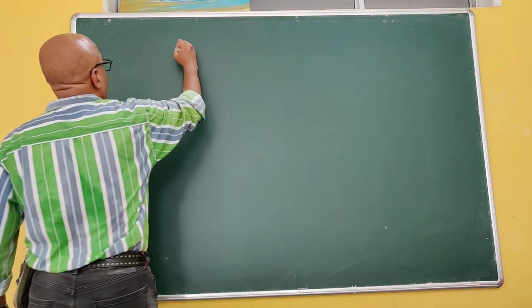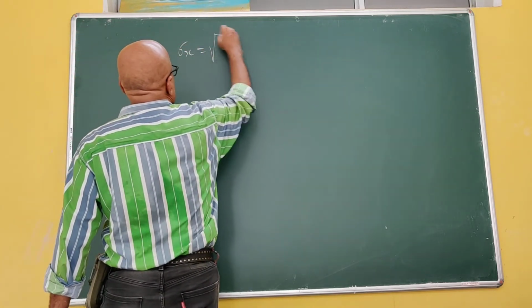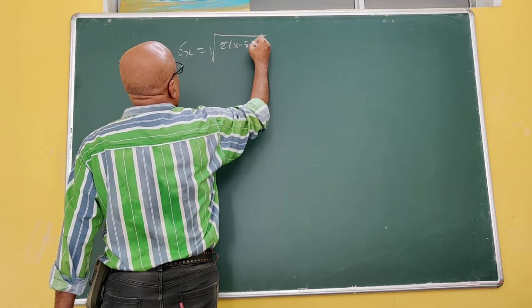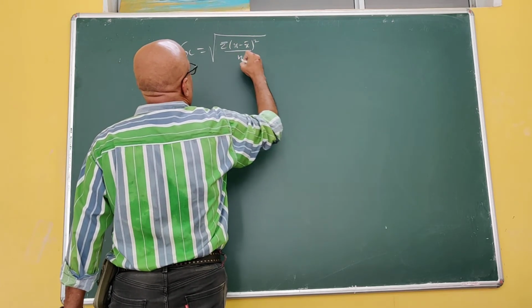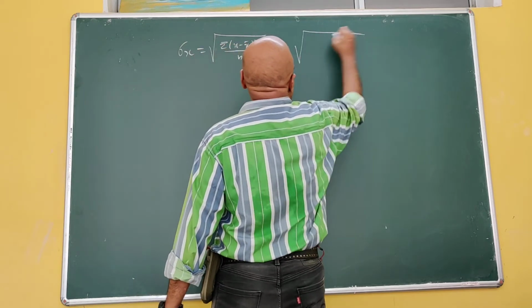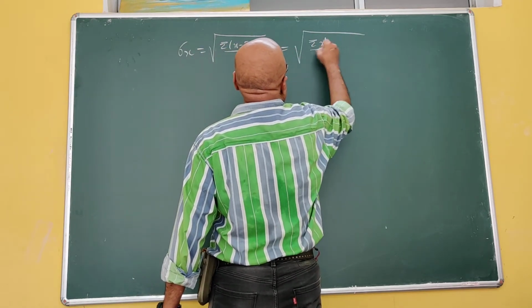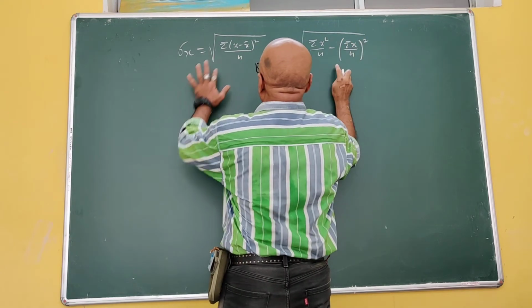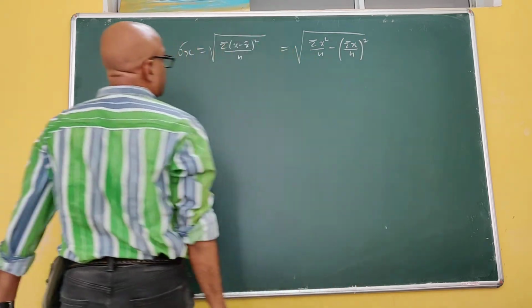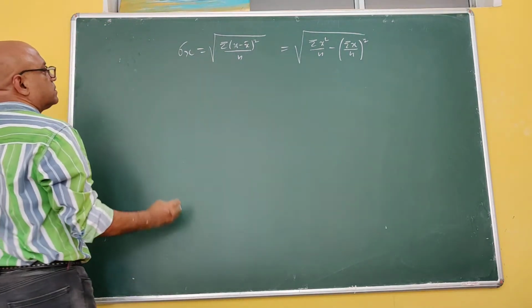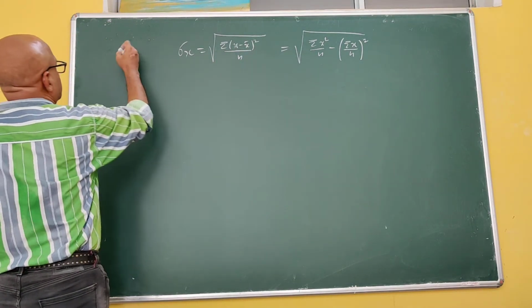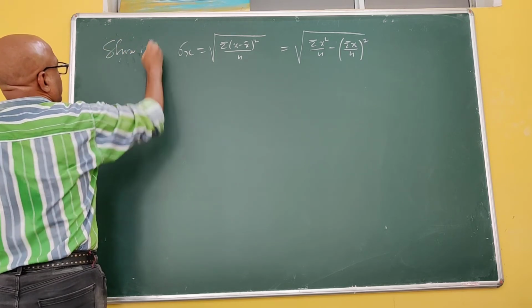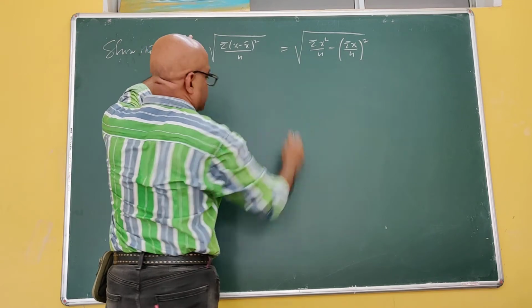Okay, my point now is sigma x is written as summation x minus x bar square divided by n, and I am saying it is the same as square root of summation x square divided by n minus summation x divided by n whole square. These two are same. Well, that's not difficult to show. If you want to show that, just show that this expression and this expression is same.